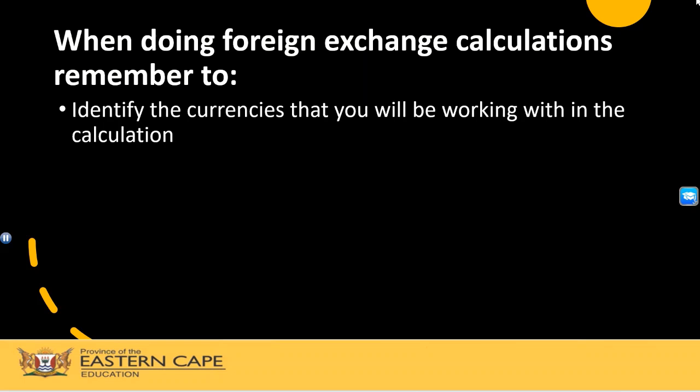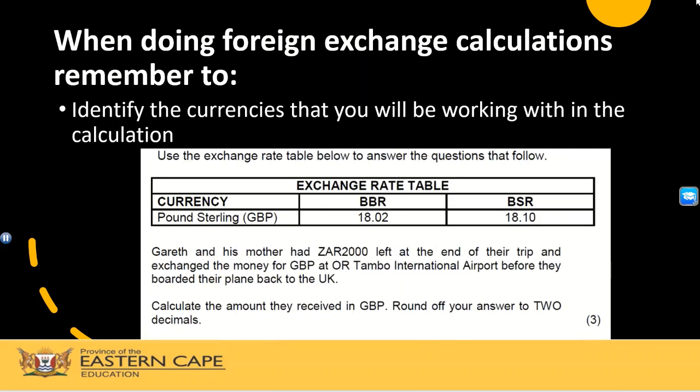Now we're going to have a look at another calculation. Each time the rules will be coming up on the screen. The first rule is to identify the currencies that you will be working with in the calculation. You will see that it's the same scenario, but now Gareth and his mother have had their holiday and they have 2,000 South African Rand left over at the end of their trip. They want to exchange the 2,000 South African Rand for Great British Pound at the O.R. Tambo International Airport before they board their plane back to the UK. Your instruction is to calculate the amount that they will receive in Great British Pounds.